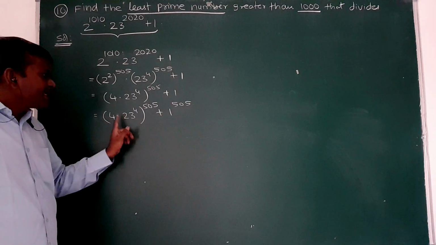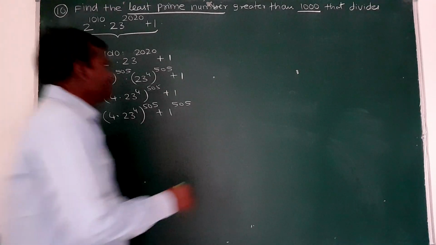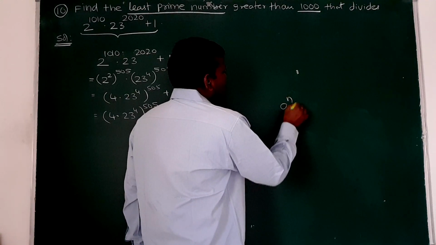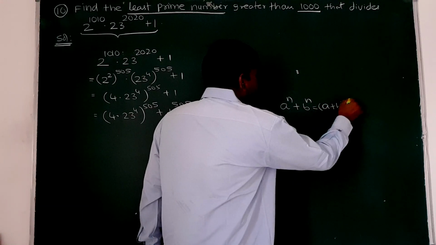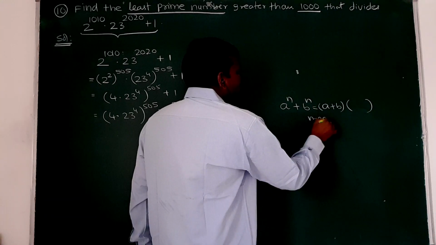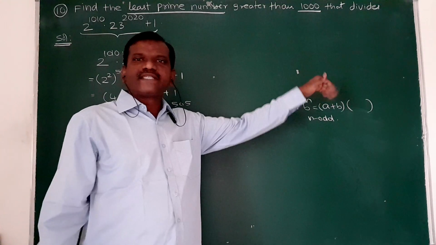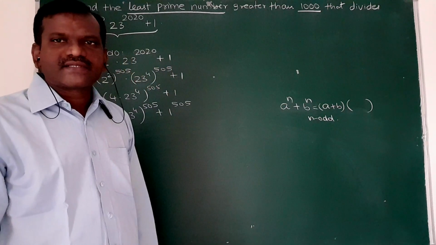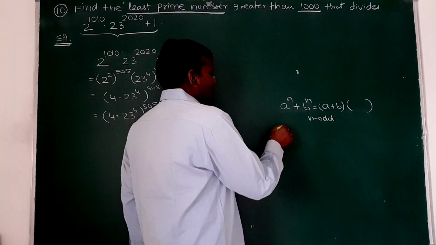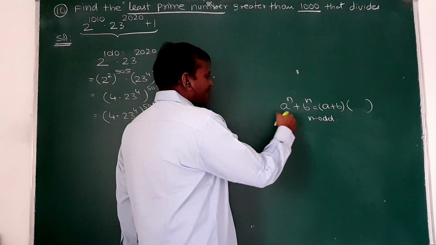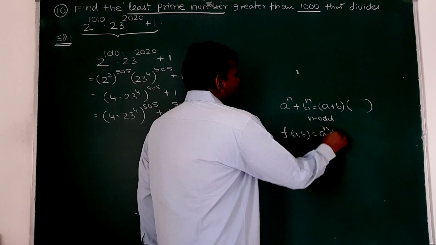Now this is of the form a^n + b^n. What can we know about a^n + b^n? We know that a^n + b^n has a + b as one of the factors if n is odd. That's why a^3 + b^3 is equal to (a + b)(a^2 - ab + b^2). How do we prove this? Simply by the division remainder theorem. Let f(a, b) = a^n + b^n, I am taking here.